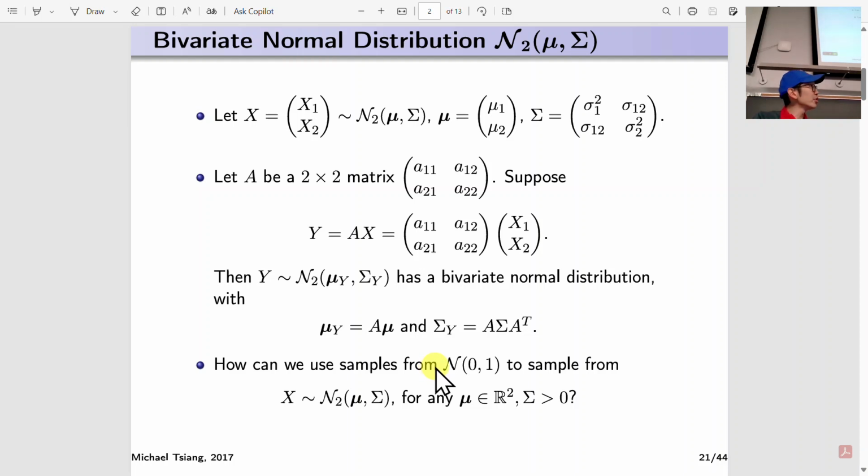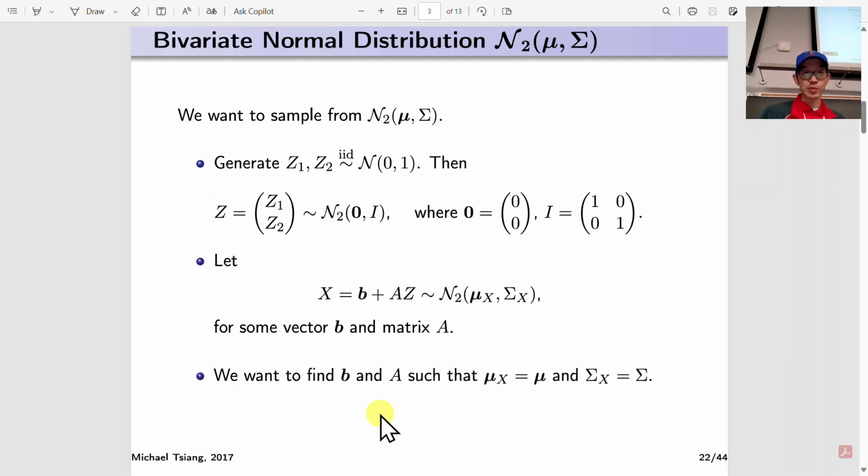Can I use values from the standard normal? Okay, standard normal distribution centered at 0, variance 1, to get samples from the bivariate normal. That's what we want to do. So we're going to start off by generating random values of z from the standard normal distribution. We're going to assume we can do this, either by using rnorm on our computer, or we could use the Box-Muller transform if you're stuck with using random uniform or something like that, okay?